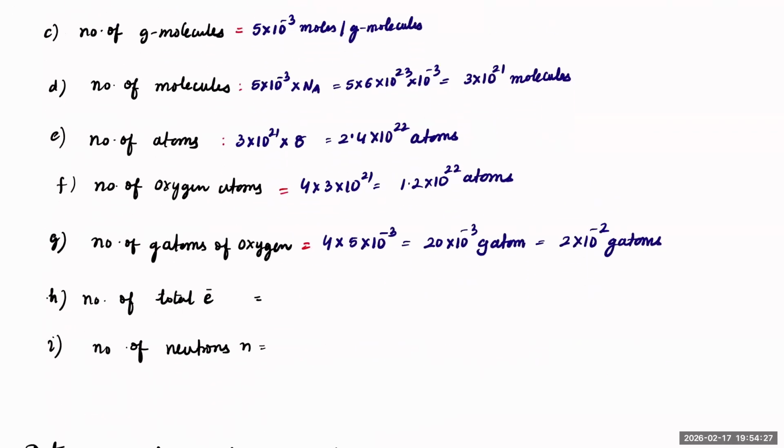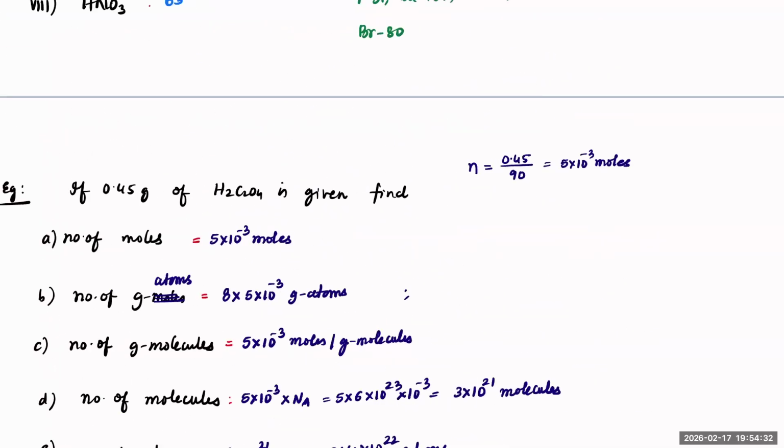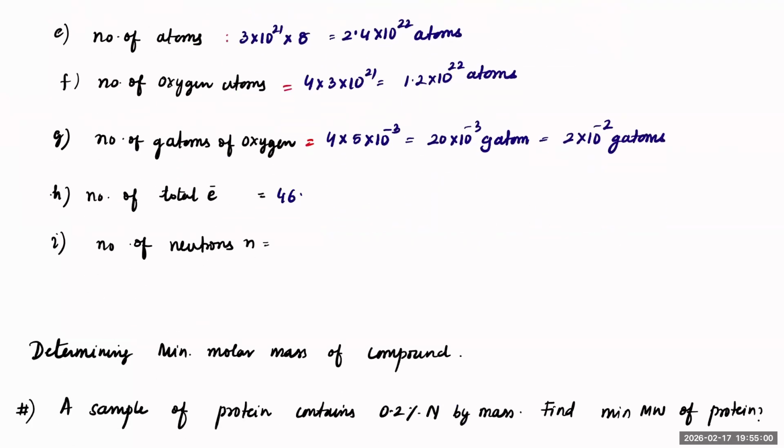Total number of electrons. See, one atom has how many electrons in here? There are total of 4 oxygen atoms, 2 carbon atoms, and 2 hydrogen atoms. So you can see the number of electrons will be 2 plus carbon. Each carbon has 6, so 6 plus 6, 12, plus each oxygen has 8. 8 fours, 32. Correct? So how many do we have here now? 46 electrons we have. So that makes it 46 electrons into 5 into 10 raised to power of minus 3. These many number of total electrons which we have.